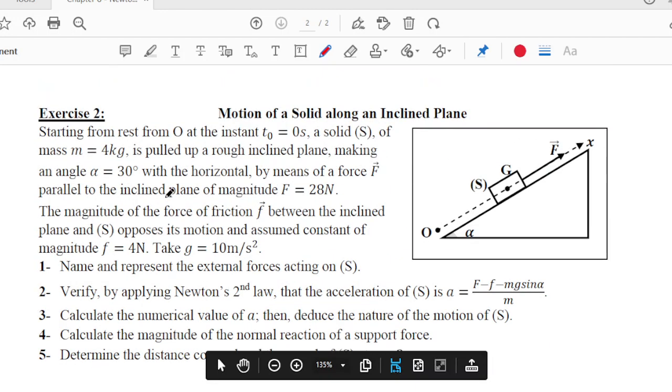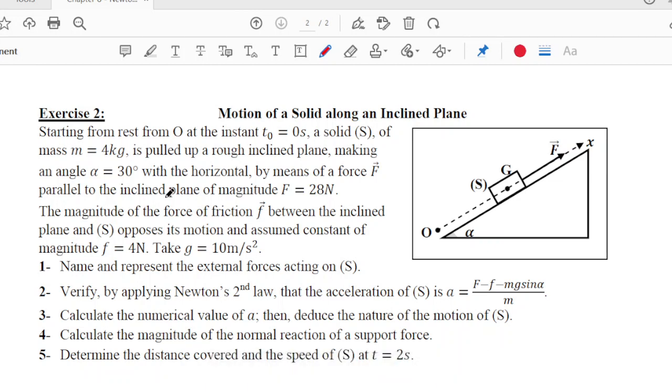Motion along an inclined plane, starting from rest from O at the instant t0 equals 0 second. A solid S of mass m equal 4 kilograms is pulled up a rough inclined plane making an angle alpha equal 30 degrees with the horizontal by means of a force capital F parallel to the inclined plane of magnitude F equal 28 newtons. The magnitude of the force of friction between the inclined plane and S opposes its motion and assume constant of magnitude f equals 4 newtons, g equals 10 meters per second squared.